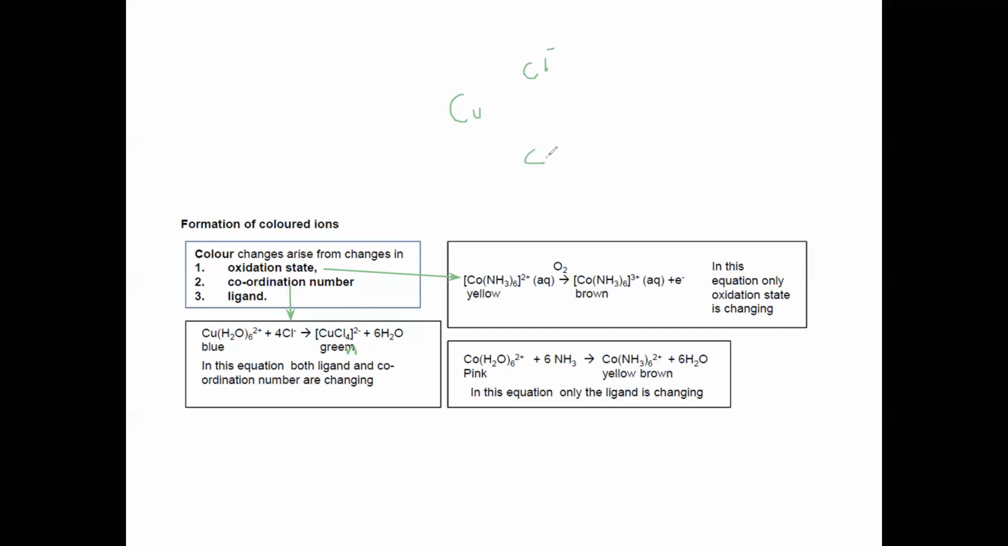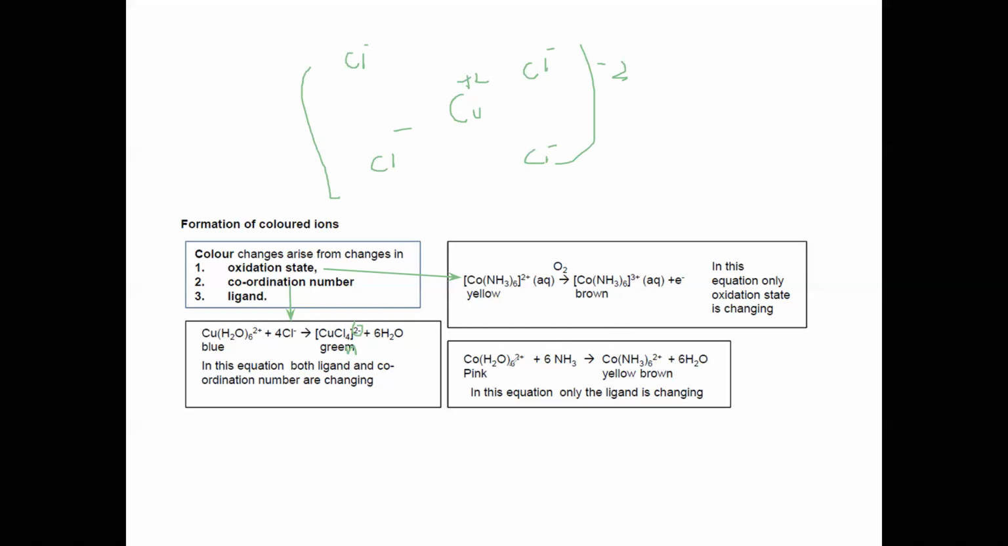And what is the overall charge? Because copper is +2 and the chlorides are -4, the total charge is -2. That's why you can see -2.